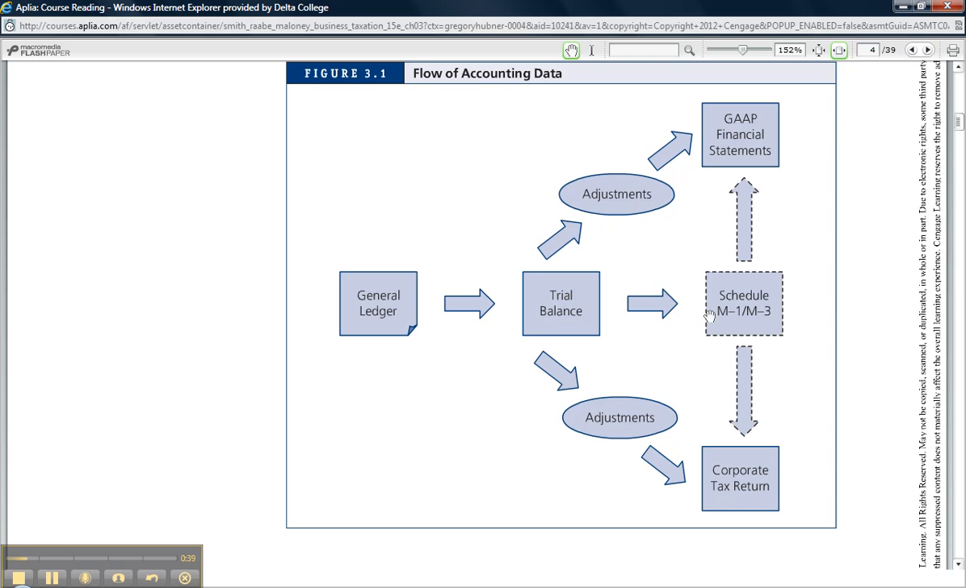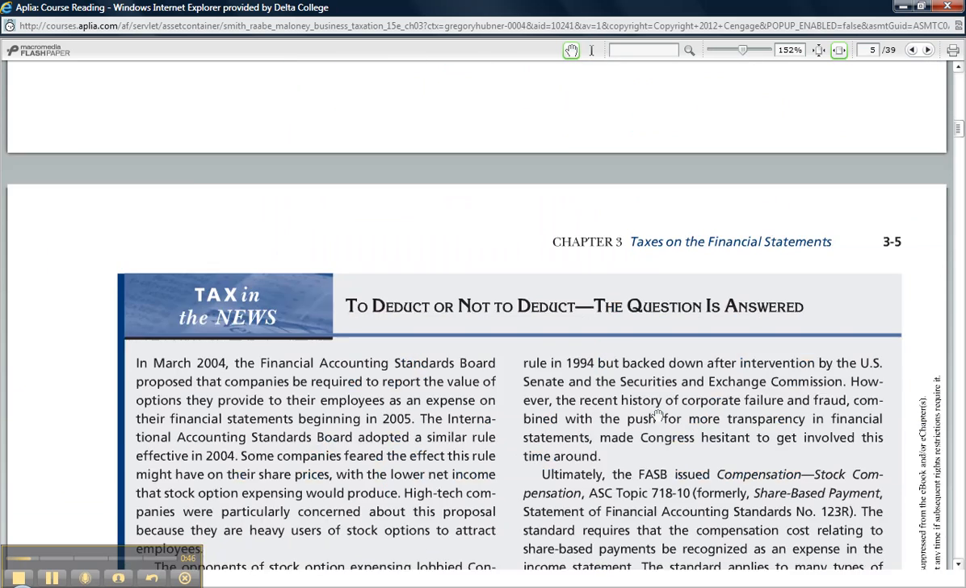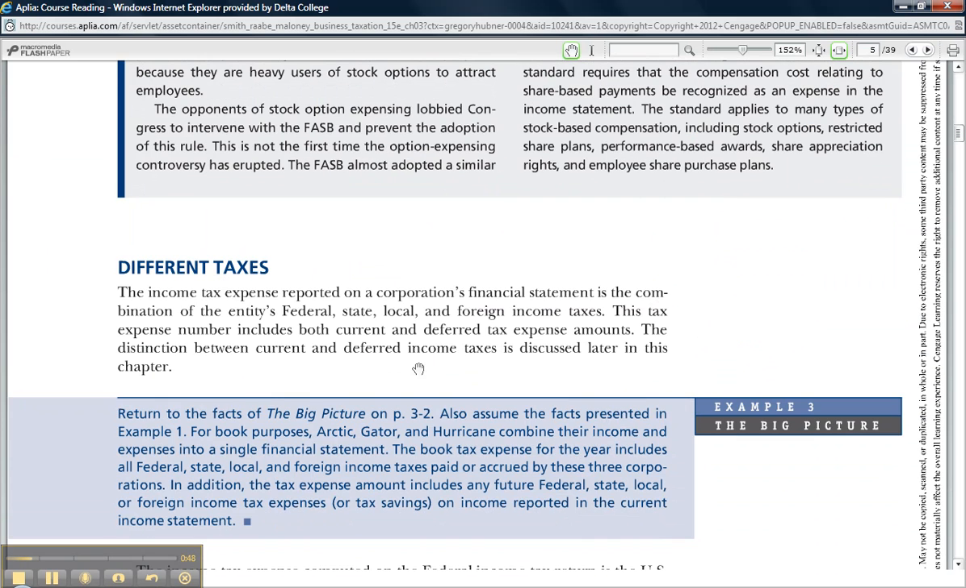And we'll talk about this schedule right here on the tax return. It explains or reconciles the differences between the two. But anyway, back to the discussion. There are different taxes that are part of the financial statements as compared to the federal tax return itself. And in the financial statements, you're talking about federal, state, local, and all foreign income taxes that are applicable to the company.